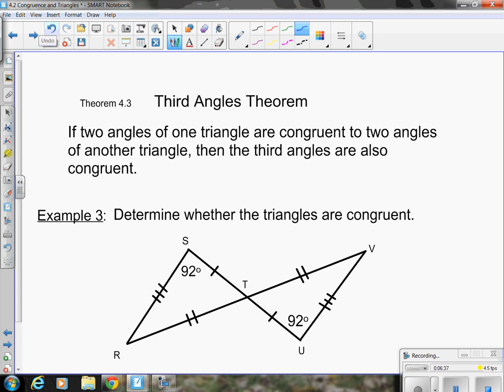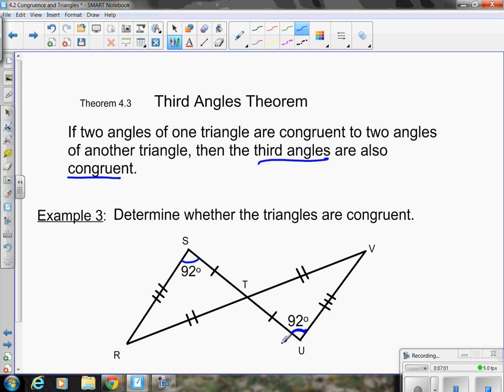Third angles theorem. It's a nice little formula. It says if two angles of one triangle are congruent to two angles of another, then the third angles are also congruent. So I look at this. I know this angle is 92 degrees, that angle is 92 degrees. By definition of congruence, if they have the same measure, they're going to be congruent. So I have one set of congruent angles.